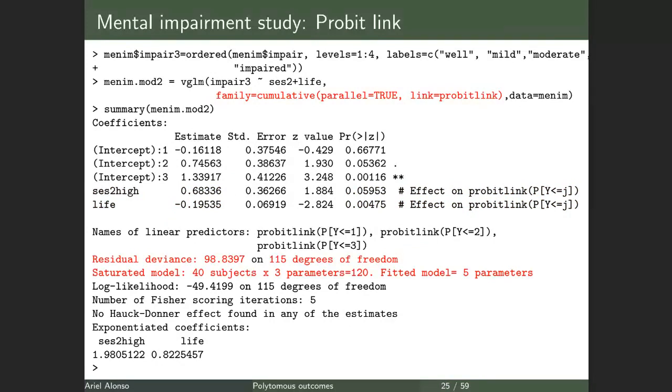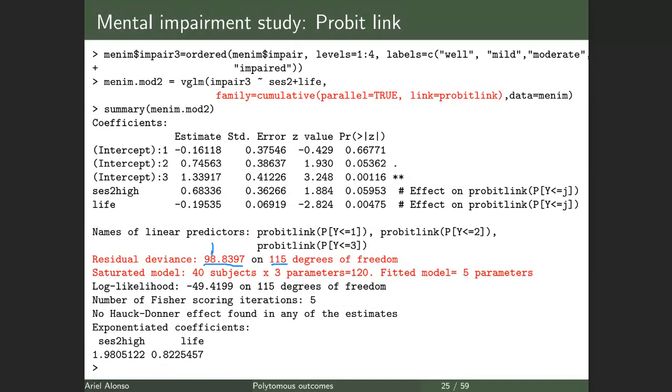Here you have the residual deviance. What is the residual deviance? Again, it's a likelihood ratio test. Comparing what? Comparing a saturated model with the fitted model. Here you have that the residual deviance has 115 degrees of freedom, and so the model doesn't seem to be doing that bad. This is about 100 over here, 115.